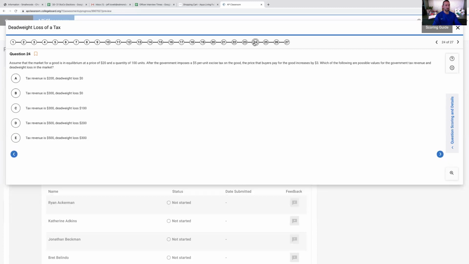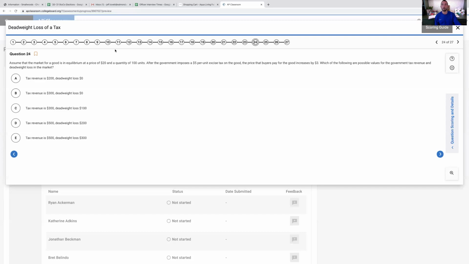Okay, number 24. Says, assume the market for a good is in equilibrium, $20, quantity of 100. The government imposes a $5 per unit excise tax. Think about what that's going to shift. You have your supply and demand, $20 on the y-axis, 100 on the x-axis. Now there's a $5 excise tax. That means that the supply curve shifts to the left. Okay, the supply curve shifts to the left. Okay, the price buyers pay for the good goes up by $3. So of that $5 tax, we're paying $3 and producers are paying $2.